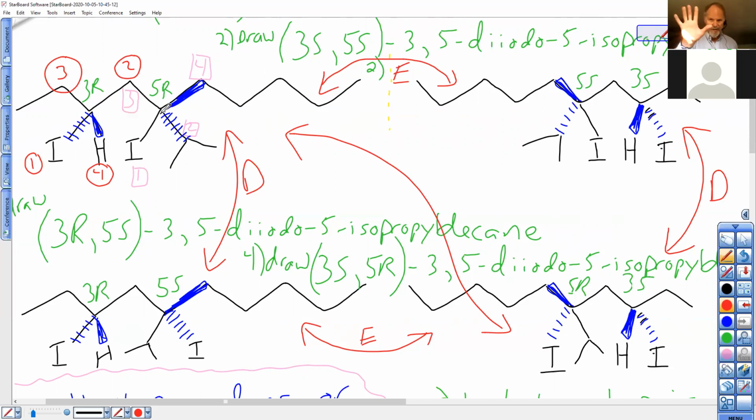It's just like, this is my right hand. This is still my right hand. Okay? Doesn't matter how you draw it. It's the right hand because it's got the parts in the right place. So this is D.